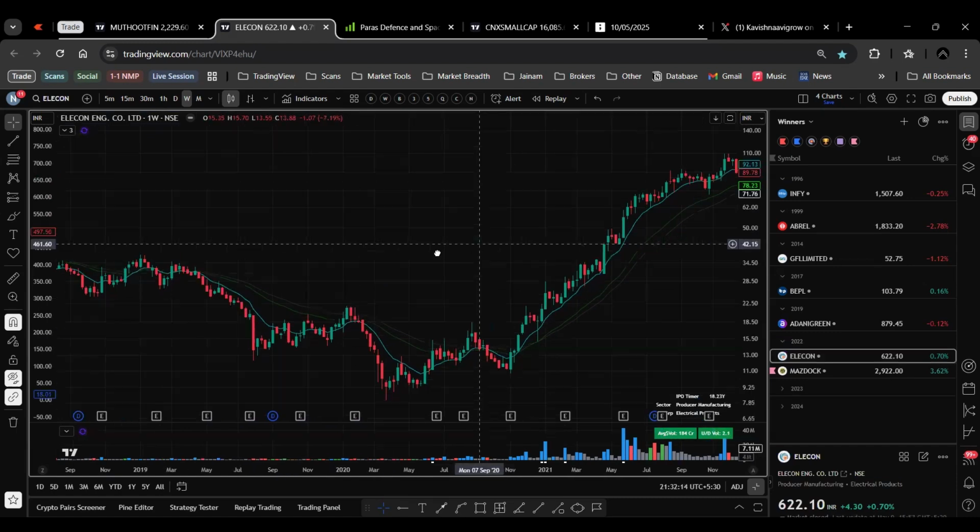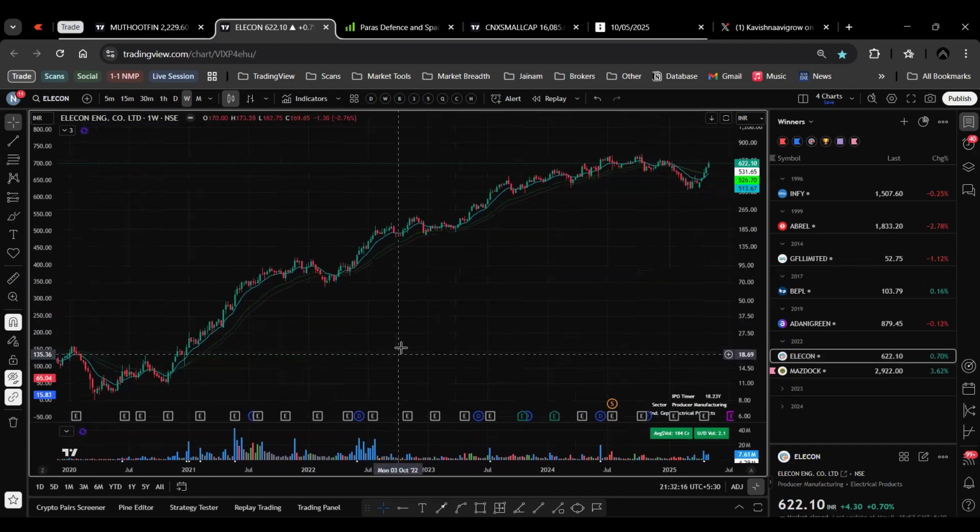2022, Elecon, if you see how clean this chart looks, whenever it moved, it broke out of a clean base. Now, many of you would say, this happened in a bull market, everything was going up. See, we are preparing for a bull market. Whoever says this was a once in a lifetime opportunity, this won't repeat. See, this has happened before.